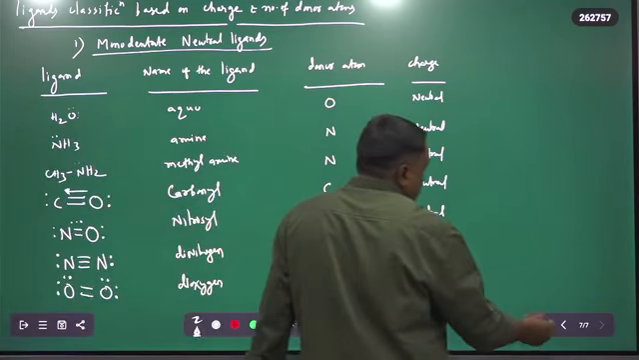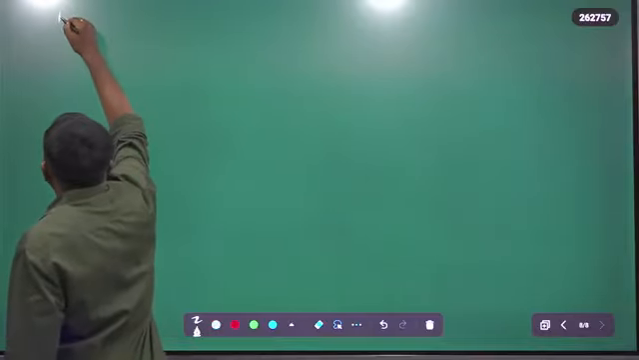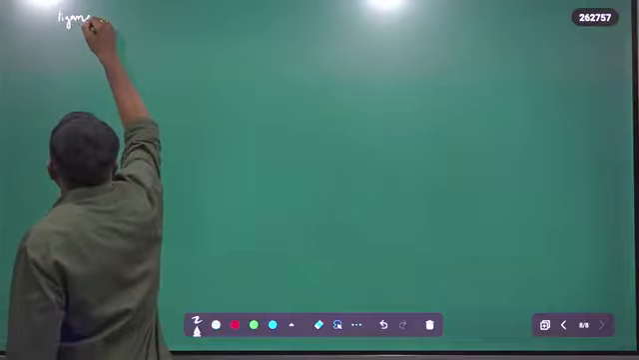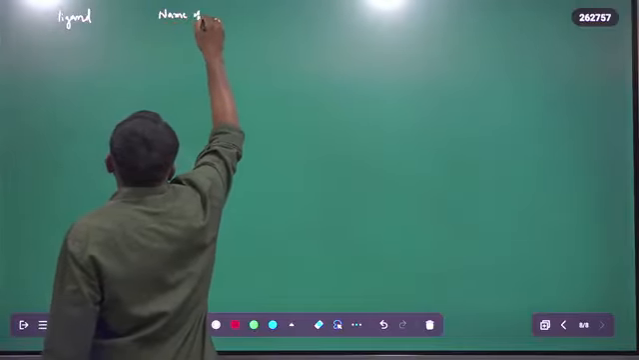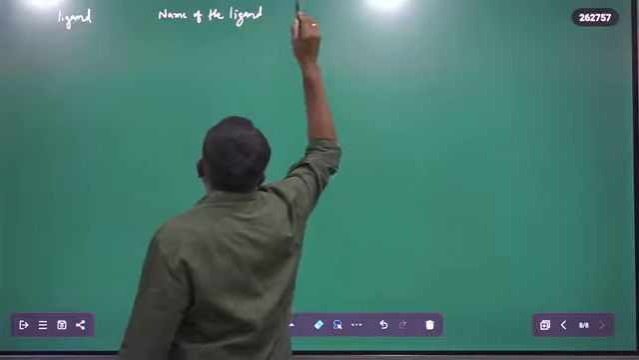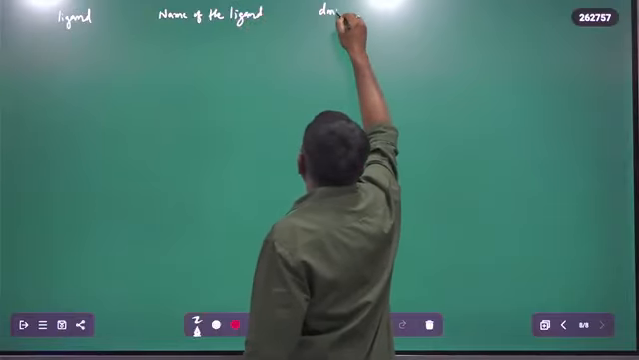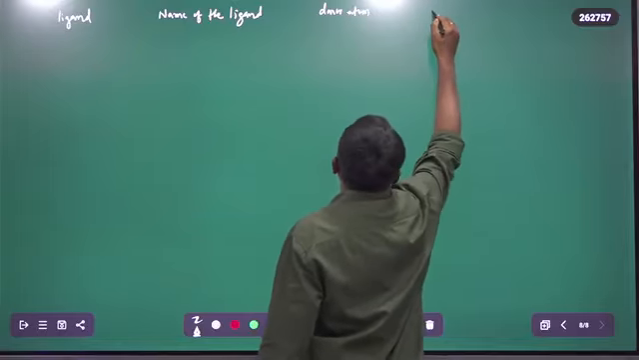And next, the ligand, the name of the ligand, the donor atom, and then the charge.